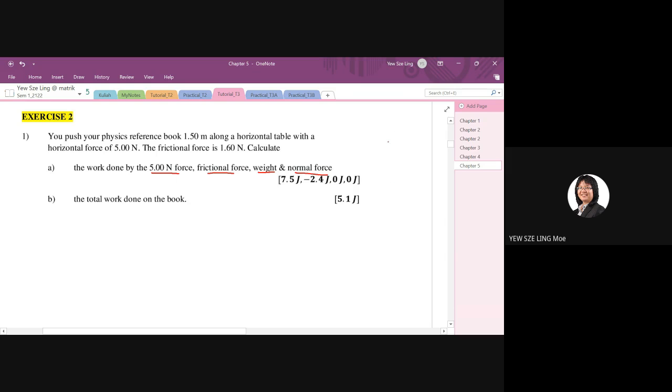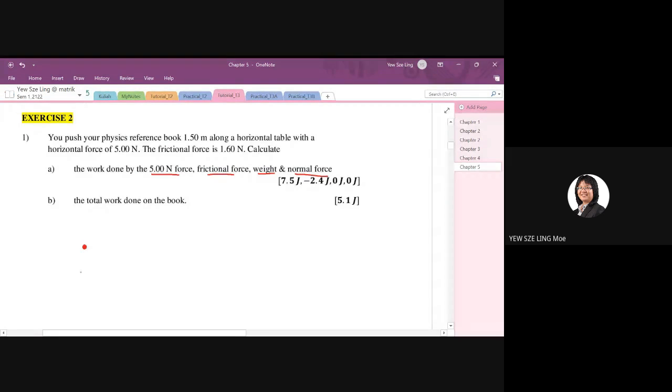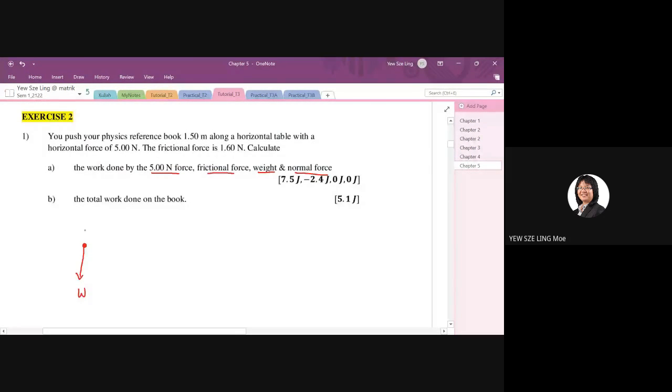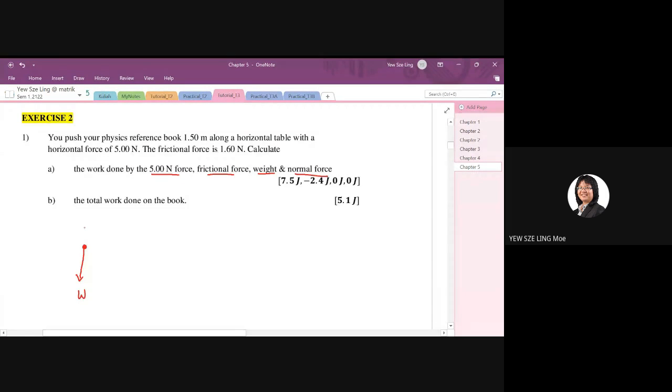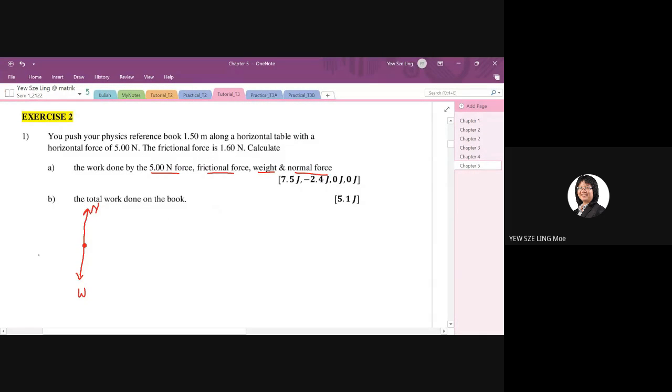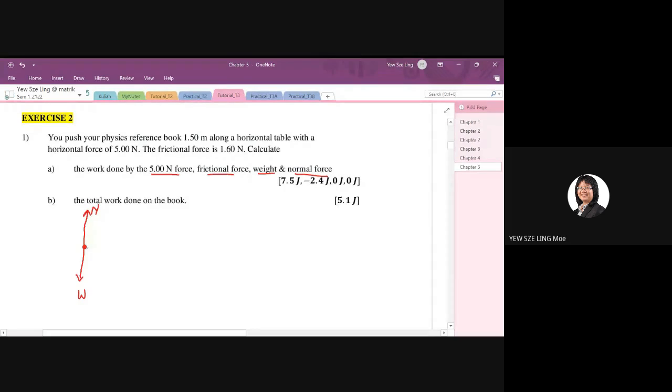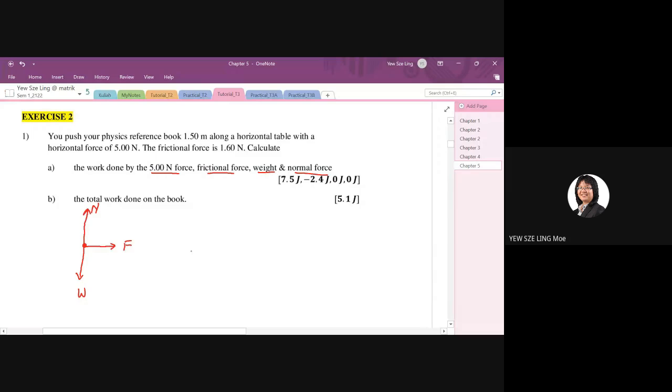So now you have a book. This is the object. Every object comes with a weight, so you have a W going down, and then you put it on the table, which means there would be a normal force going up. And now you push it with a horizontal force, an external force, and then it experiences a frictional force in the opposite direction. All right, so this is the free body diagram.